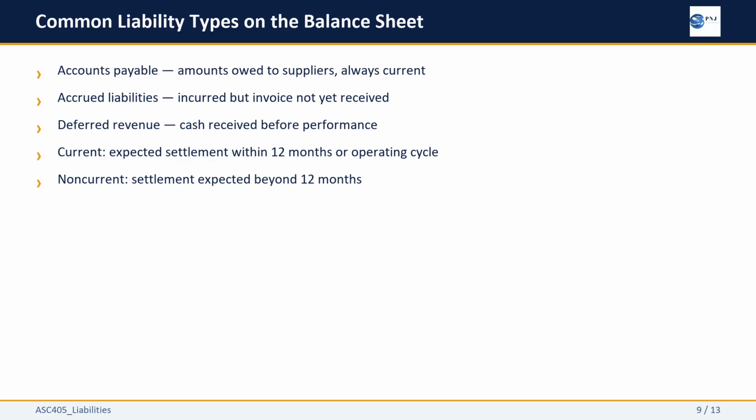Most of what you see on a balance sheet falls into a handful of categories. Accounts payable covers amounts owed to suppliers and is always classified as current. Accrued liabilities, such as wages payable, accrued interest, and accrued rent, represent costs incurred where the invoice has not yet arrived. Deferred revenue, also called a contract liability, arises when a customer pays before you have delivered. And the current versus non-current split comes down to timing. Will the obligation be settled within the next 12 months or operating cycle? If yes, it is current.